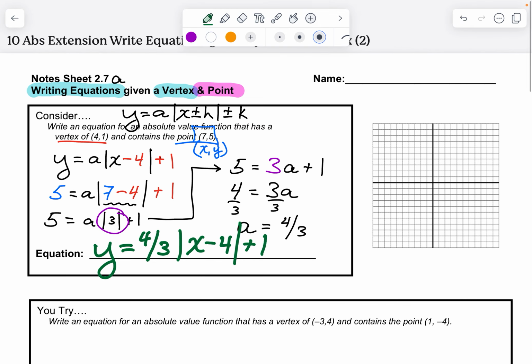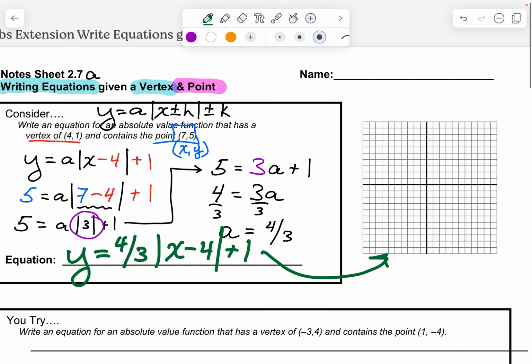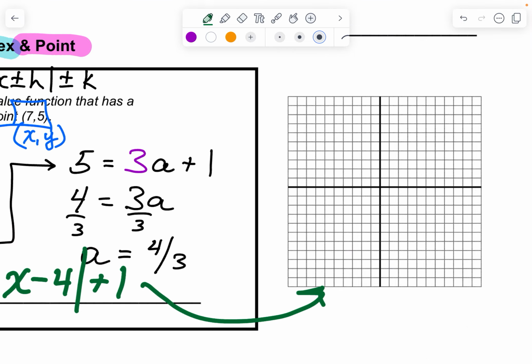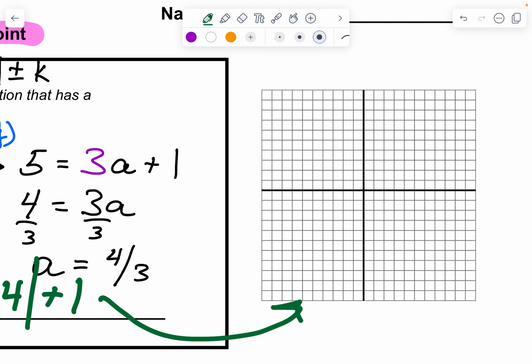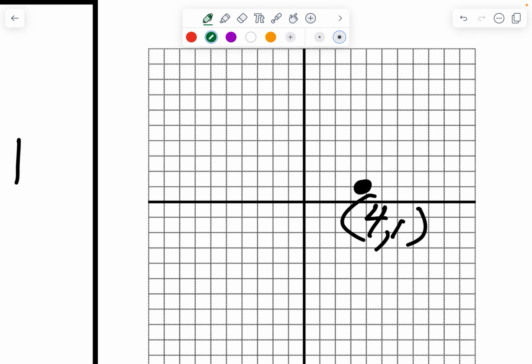So what just happened here? Well, I came up with an equation that was supposed to have a vertex of 4, 1. That means that if I graph my equation and start at that vertex of 4, 1, and then use my slope of 4 over 3. Now, what do I mean use the slope of 4 over 3?